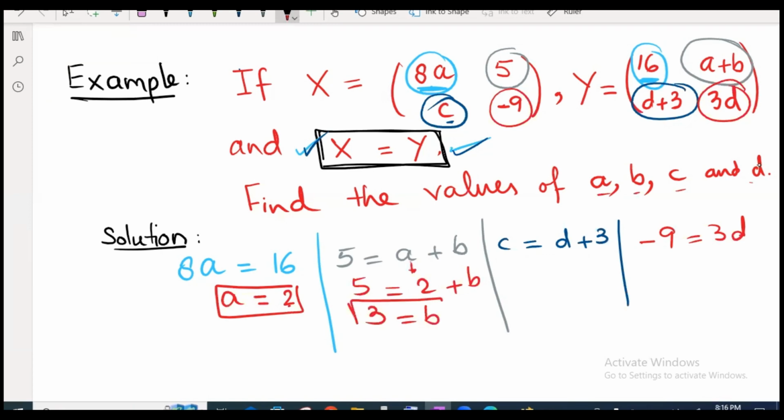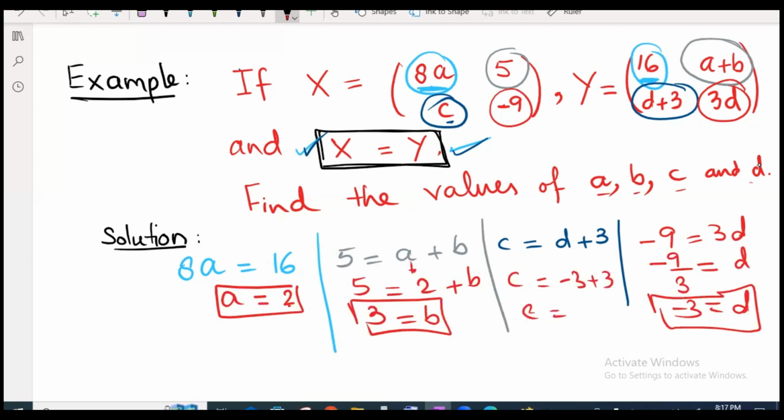Then c equals d plus 3. So we are going to find d first. What is the value of d? It will be minus 9 over 3, which equals minus 3. And then put the value of d here, so we get the c value. Minus 3 plus 3, c equals 0. These four values are the answers.